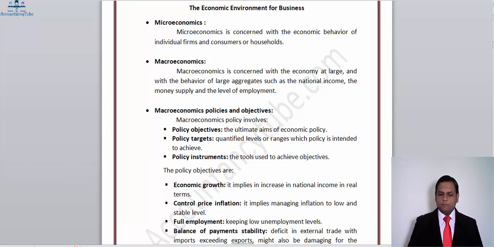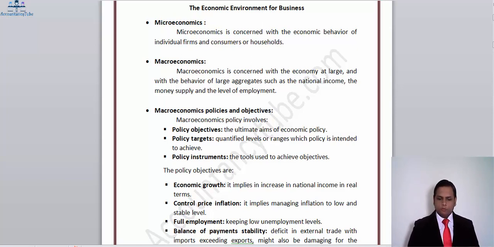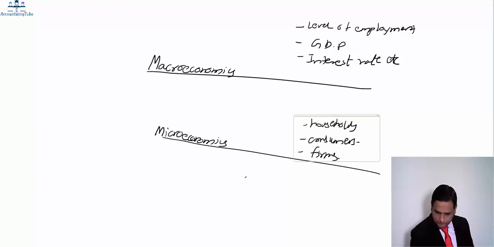We have got macroeconomic policies and objectives. Now, the best way to understand this chapter is via the perspective of a government. You need to suppose that you are a representative of a newly elected government and you have been given an economy to work on. Macroeconomic policy involves objectives, targets, and instruments. Let's look at each one in a chart format. It will be better for understanding.